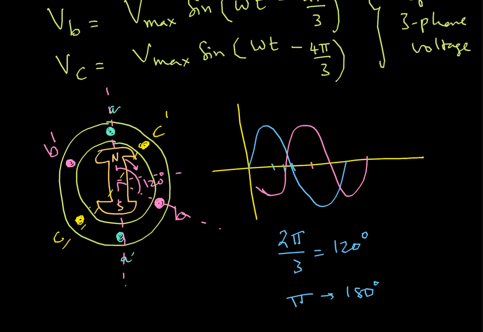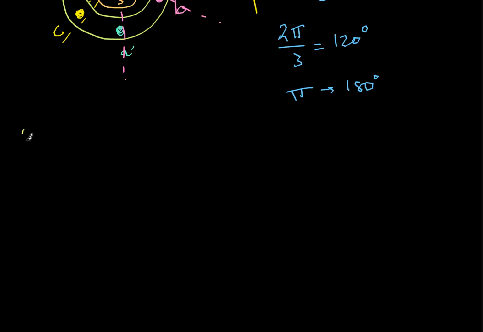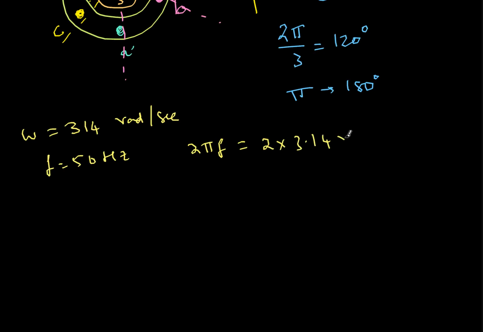So something like this. In order to further understand this, let's just plot these equations. Let me give some numbers. Let's take omega as 314. Why have I taken 314? It corresponds to 50 hertz, because if the frequency is 50 hertz, omega in radians per second is 2 pi f, which is 2 into 3.14 into 50. So 50 into 2 is 100, and 100 into 3.14 is 314. So this is my omega.